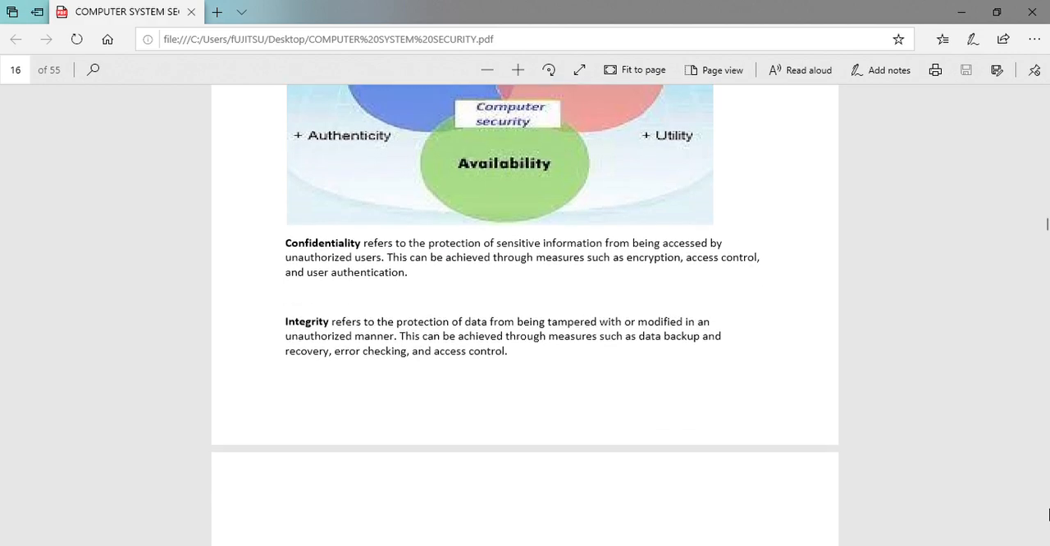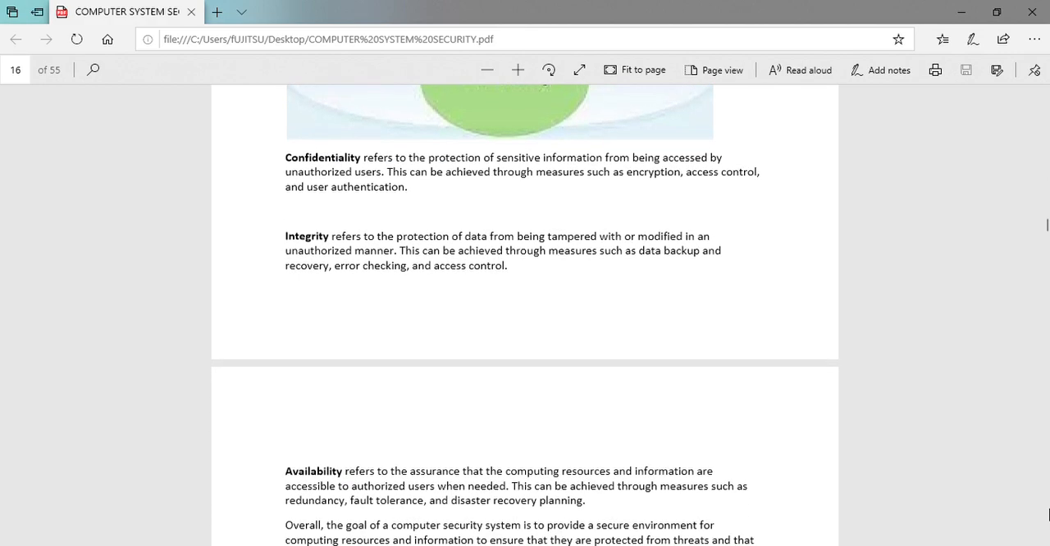The second is integrity. Integrity refers to the protection of data from being tampered with or modified in an unauthorized manner. This can be achieved through measures such as data backup and recovery, error checking and access control.